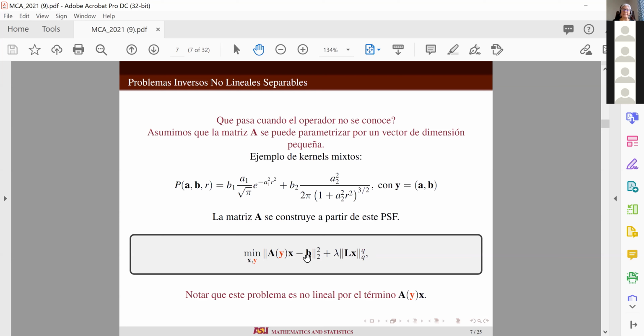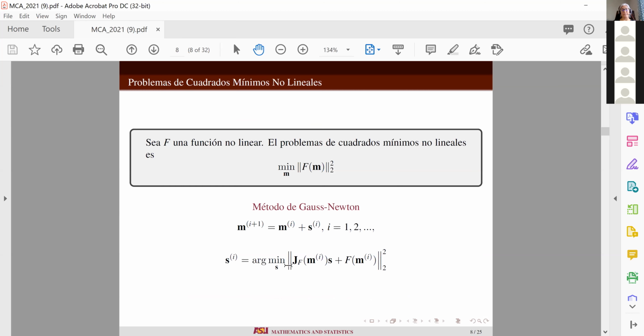One more comment. Notice that this is still linear in the sense that A is a matrix times X. So the model is still linear, but now our unknown is also y. So this becomes a non-linear problem because of this term. Okay, so it's going to be harder to solve. And the techniques are going to be different.